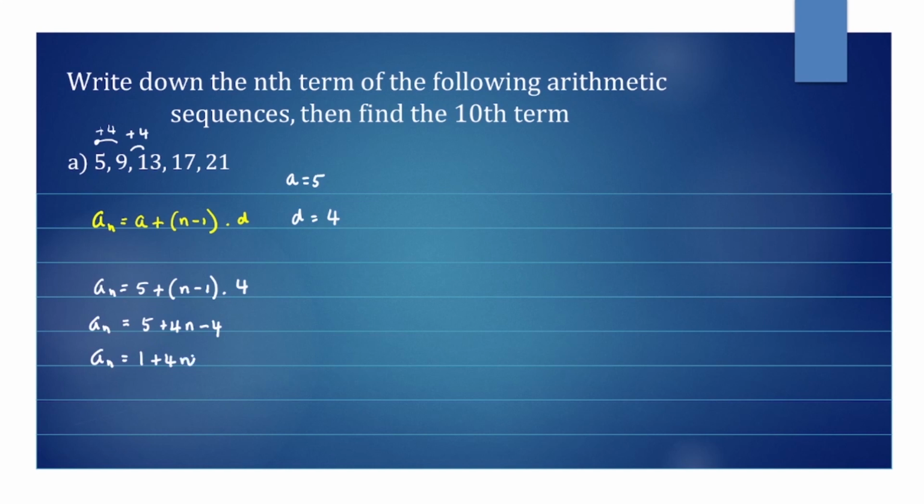So if you need to find the 10th term, we want to find a10. So that is 1 plus 4 times n, and n is 10. So we get 4 tens are 40, plus 1 is 41. So the 10th term of that sequence is 41.